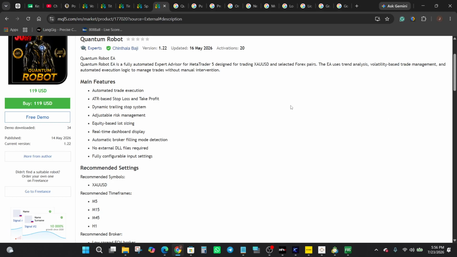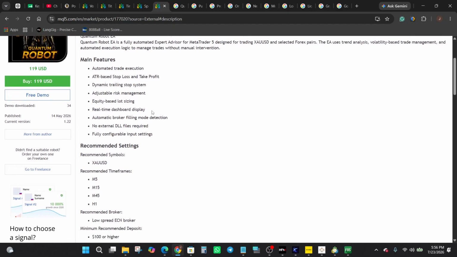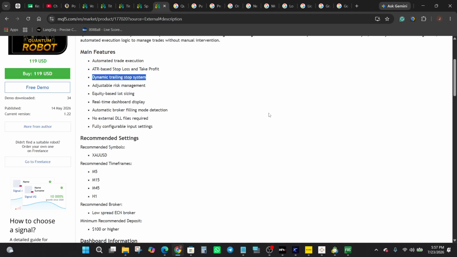Now, one of the main features highlighted is the use of ATR based stop loss and take profit. Rather than relying on fixed price distances, the EA uses the average true range indicator to adapt protective levels according to current market volatility. In theory, this allows trade management to adjust as market conditions become more or less volatile. The developer also includes a dynamic trailing stop system, which is designed to protect profits once trades move in the intended direction. Combined with adjustable risk management and equity-based lot sizing, traders have several options for configuring position sizing according to their own account size and preferred level of risk.